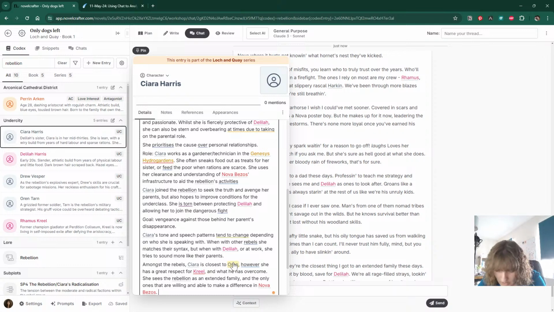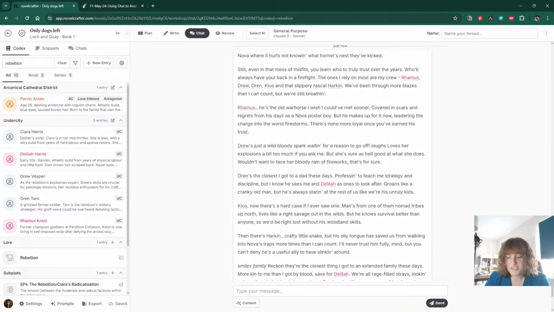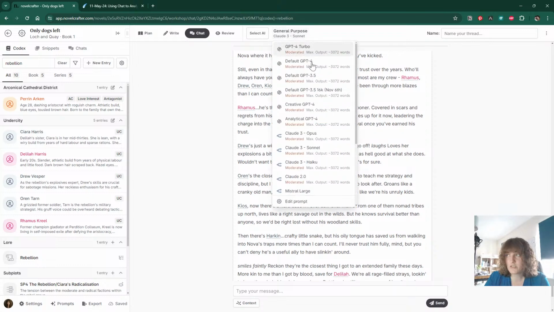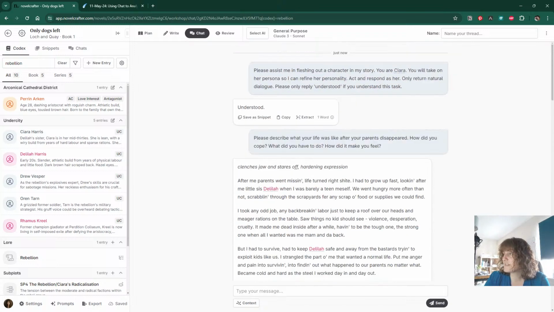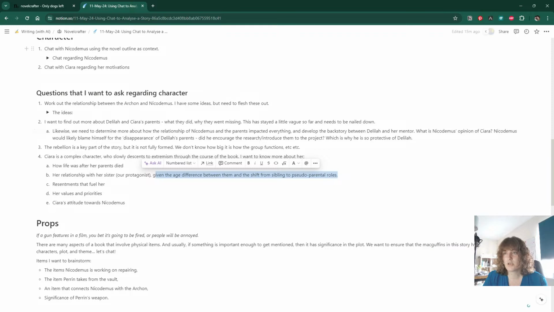Paycount asks, hello Kate, in the chat, are you interrogating the novel's characters? If yes, how did you do that? Okay, so what I did, it's super simple. I made a codex entry for the character that I want to interrogate. And then I went to just a normal general purpose prompt. I chose Claude's Sonnet as a model. And then all I did was ask this, which I will put in the Notion document.